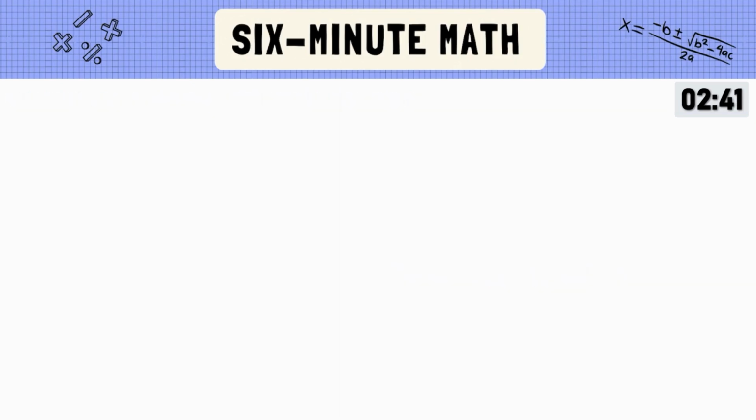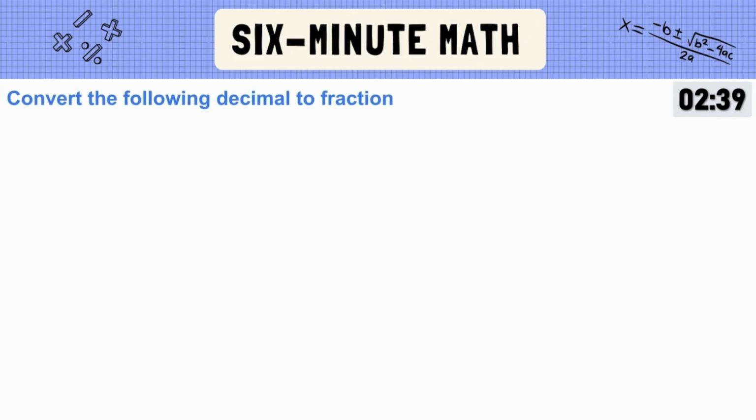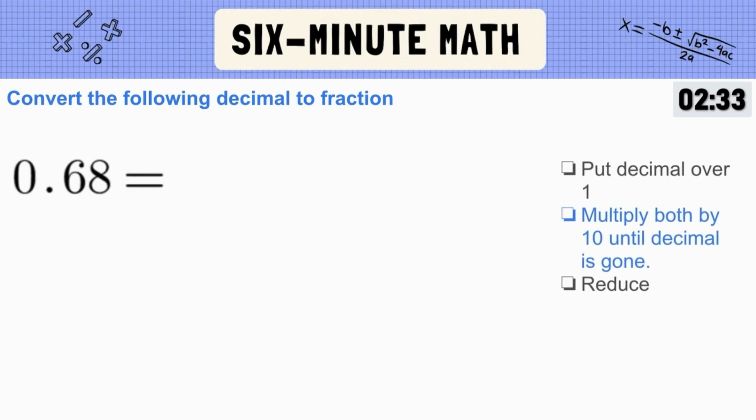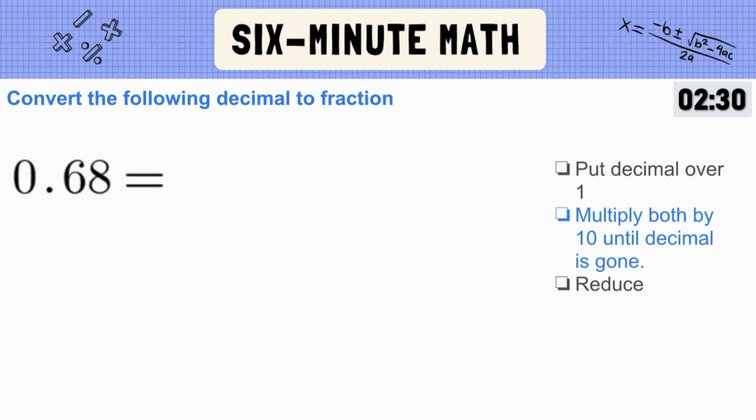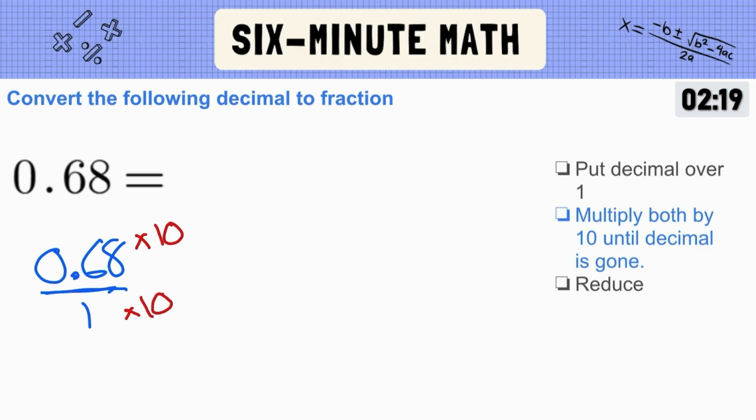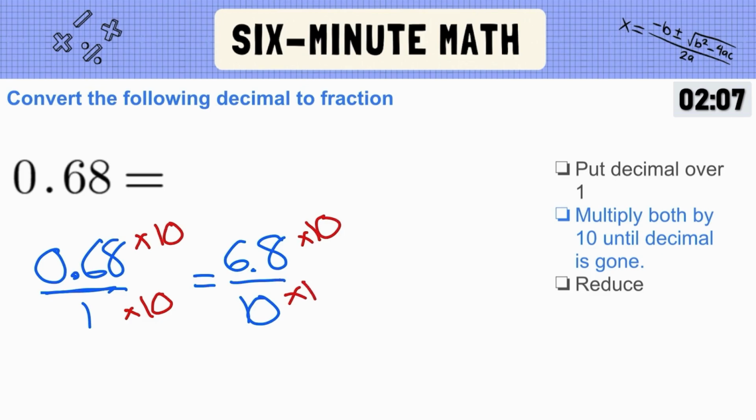Now on to the more process one of changing decimals to fractions. We're going to take 0.68, and I have my little checklist here. So the first thing I'm going to do is put my decimal over 1. And then I'm going to multiply top and bottom by 10 until I get the decimal place removed. So my first multiplication is 6.8 over 10. And then I will need to do one more multiplication for 68 over 100.